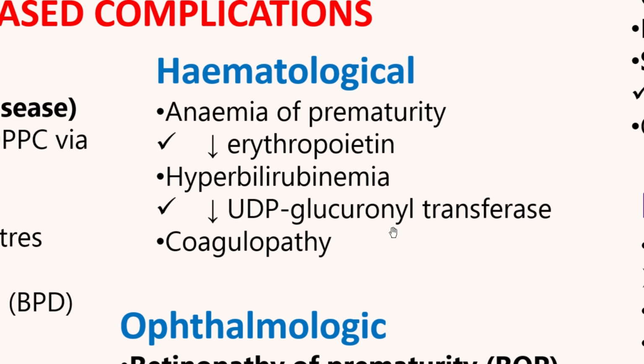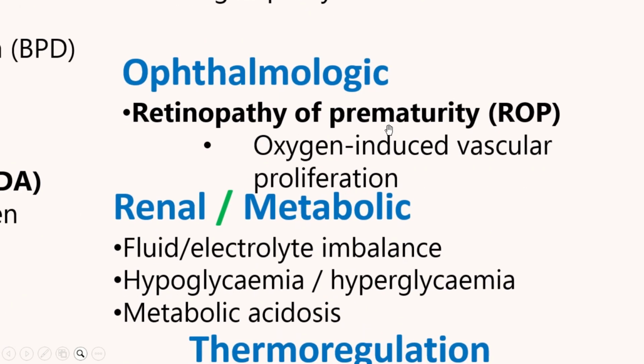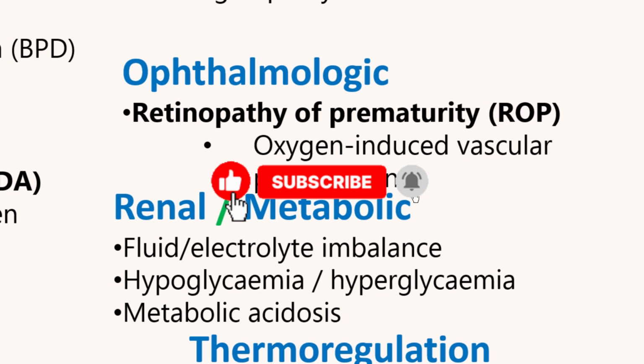We have hyperbilirubinemia because we have again the liver being immature. So the enzyme UDP glucuronyl transferase that is supposed to conjugate the bilirubin is not produced in sufficient amount. So these babies are more prone to developing neonatal jaundice, and I have a video in the playlist for pediatrics about neonatal jaundice. Coagulopathy, again the liver is immature. It's not going to produce enough of these clotting factors, and so these babies are going to be prone to bleeding.